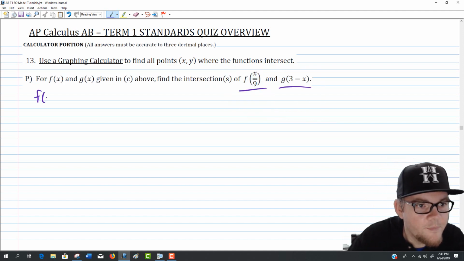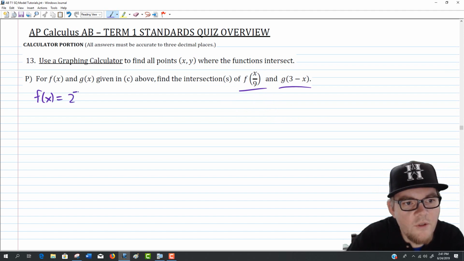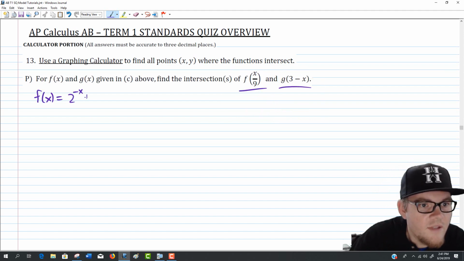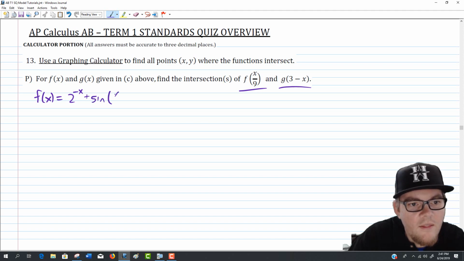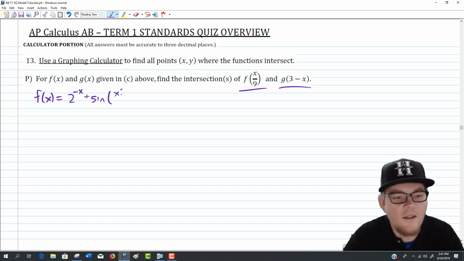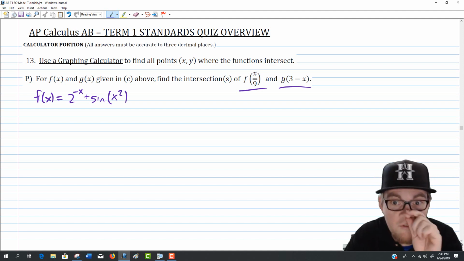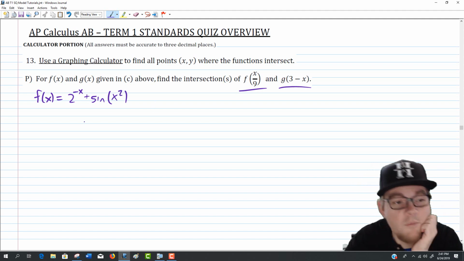f of x was this 2 to the negative x thing, was it plus sine of x squared? It's just a messy thing to have to put in. And to have to plug in x over 9 or 3 minus x is just a lot of parentheses, a lot of room for error.